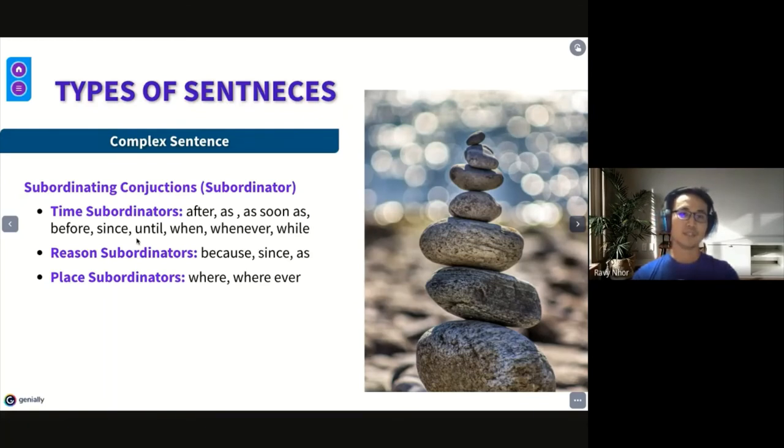For reason, we have because, since, and as. And place subordinators: where, wherever.